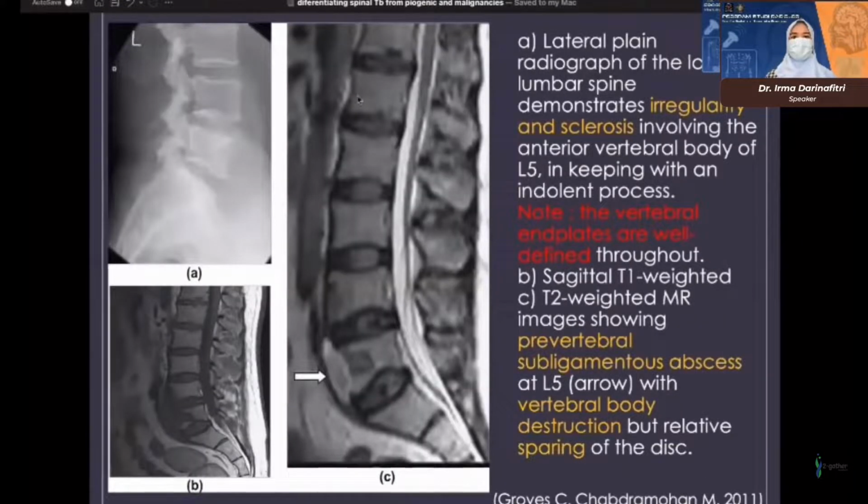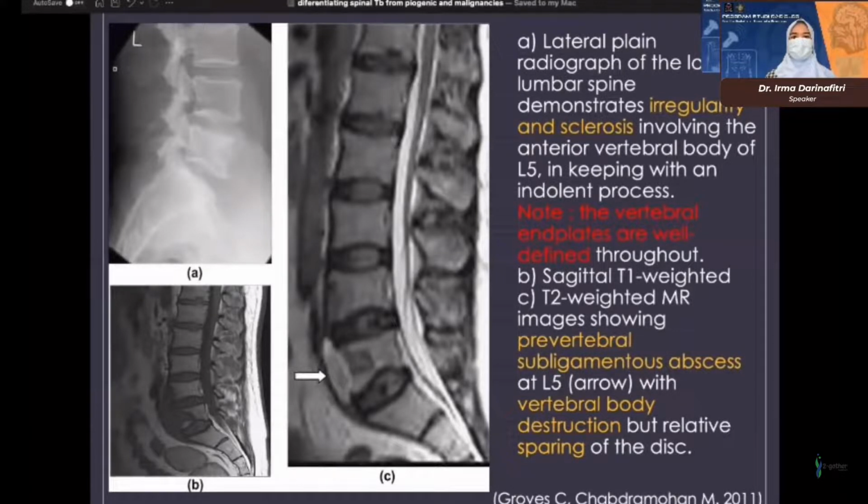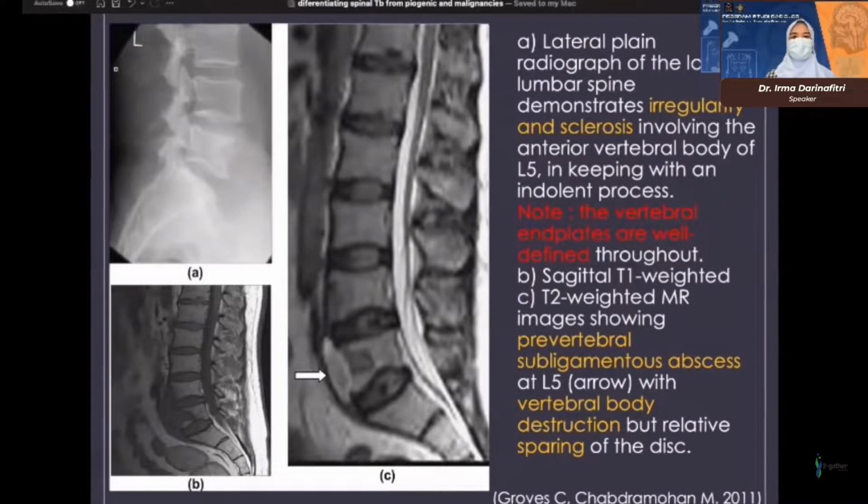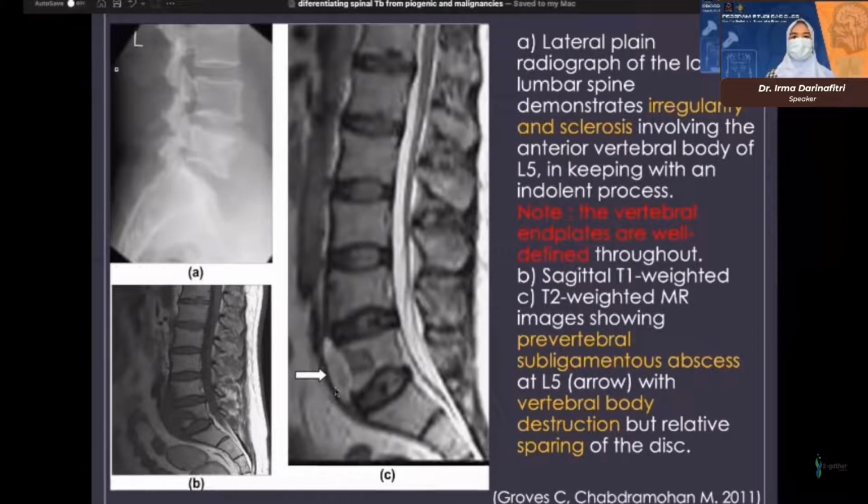The lateral plane radiograph of the lumbar spine demonstrates irregular sclerosis involving the anterior vertebral body of L5, in keeping with an indolent process. Note the vertebral end plates are well defined throughout. Sagittal T1 weighted and T2 weighted MR images show a prevertebral subligamentous abscess at lumbar 5 with vertebral body destruction but relative sparing of the disc.